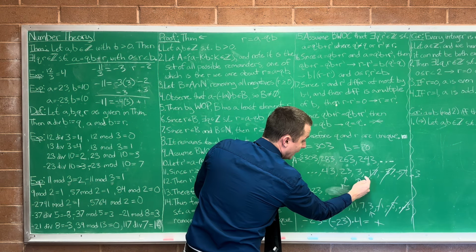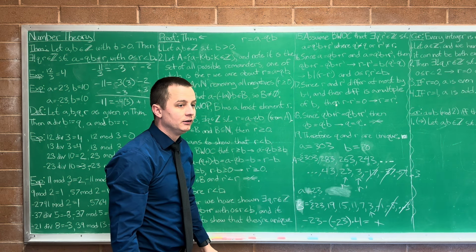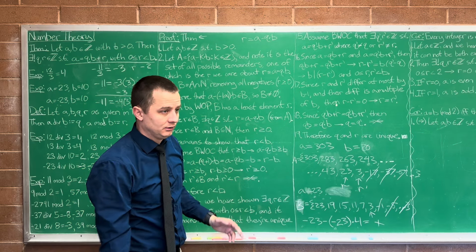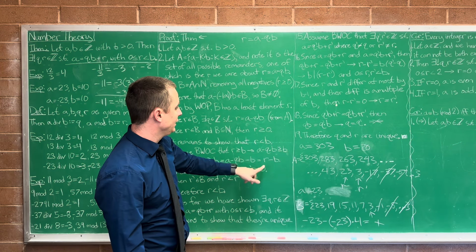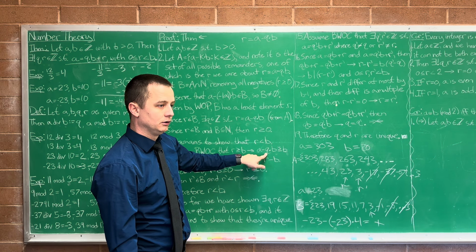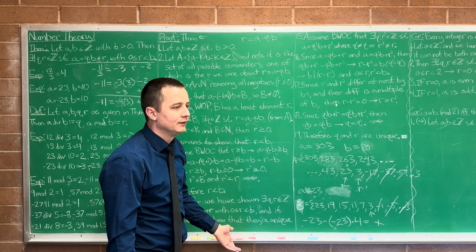Now, let R prime be the next one in there. How do I get from R to R prime? Subtract another 20. Or in other words, up your quotient one. Make your Q one bigger. Do we know that R prime exists? No, R prime doesn't exist. Well.